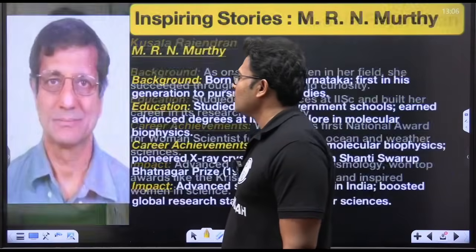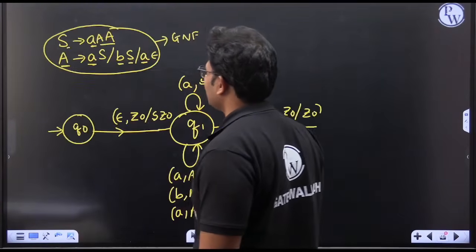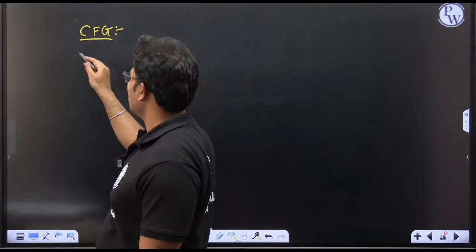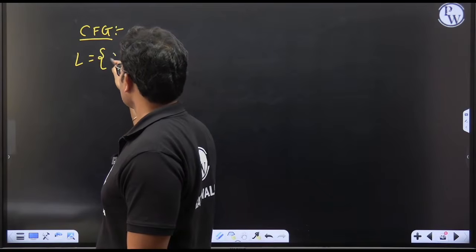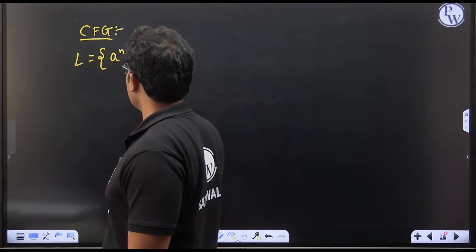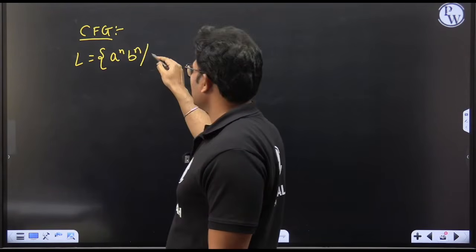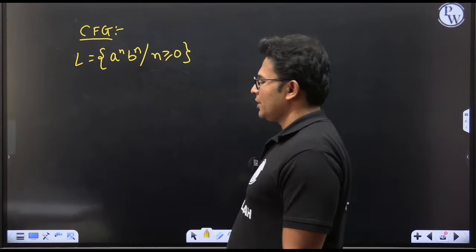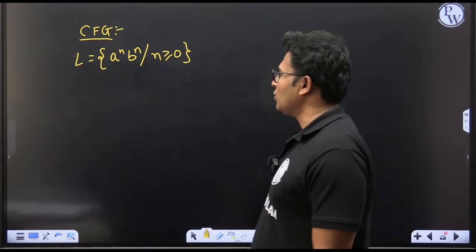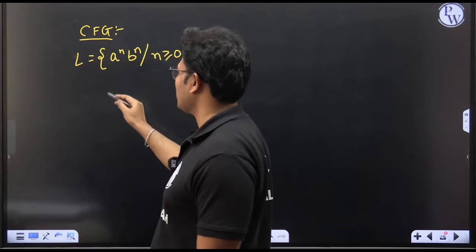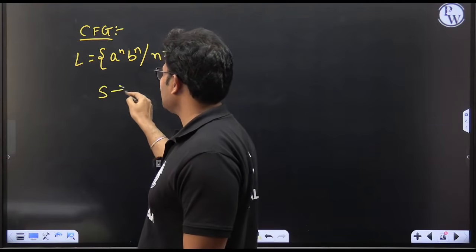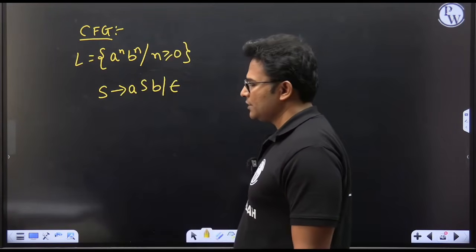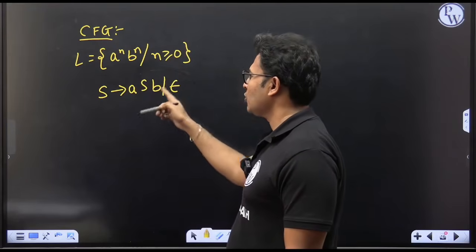Now let us see context-free grammars. So L equal to a power n b power n such that n is greater than or equal to 0. What is the context-free grammar for that? It is very simple, right? S derives aSb or epsilon. You can generate any number of a's and b's.